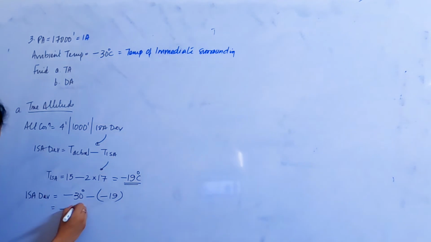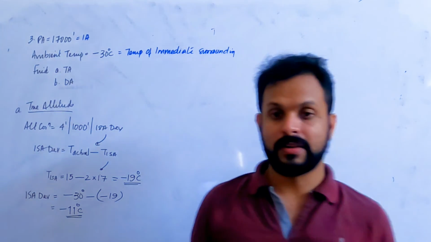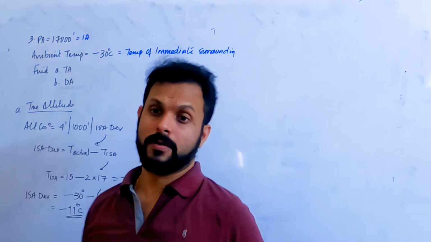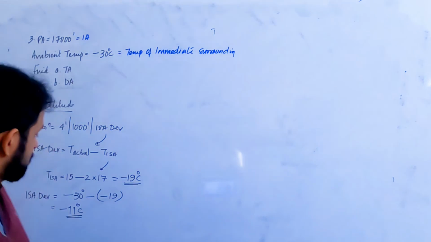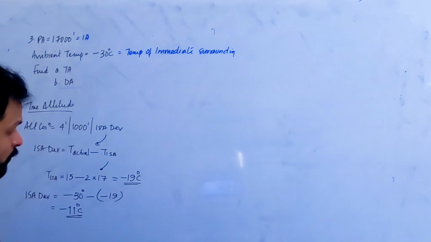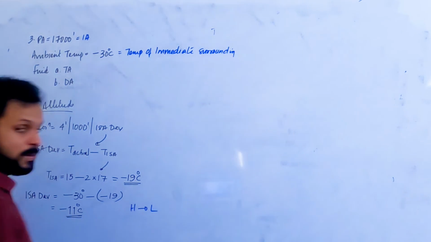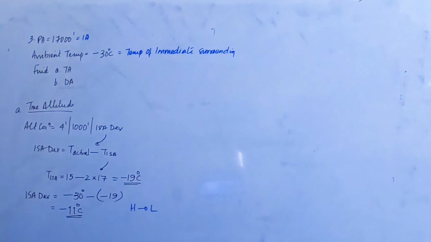So actual is minus 30, minus of minus 19, which is minus 11 degrees Celsius. Yeah. Minus 11 degrees Celsius. So the meaning of this is the actual atmosphere is 11 degrees Celsius colder than ISA. Right? So if you think about it, the aircraft is expecting a warmer atmosphere. It ends up in a colder atmosphere, colder by 11 degrees Celsius.